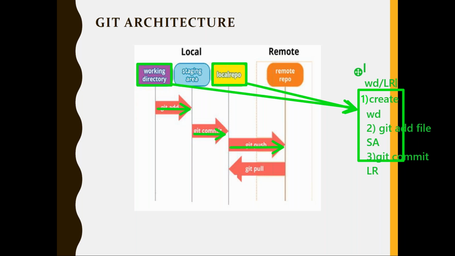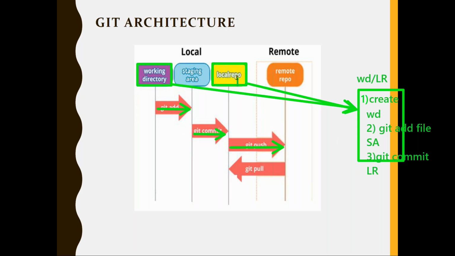Am I making sense? Understood this, everyone? I'm repeating: working directory and local repository are one and the same. Physically, it's the same directory, but logically, it's different. Don't consider them two directories, just one overlapping the other. So it's one and the same directory.